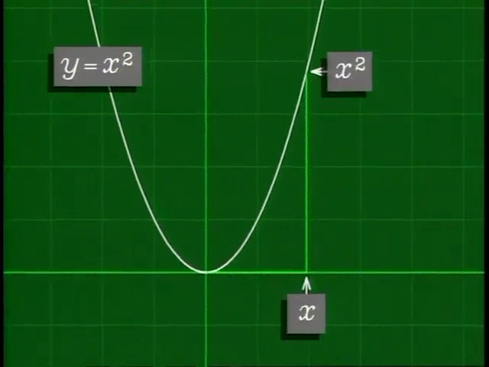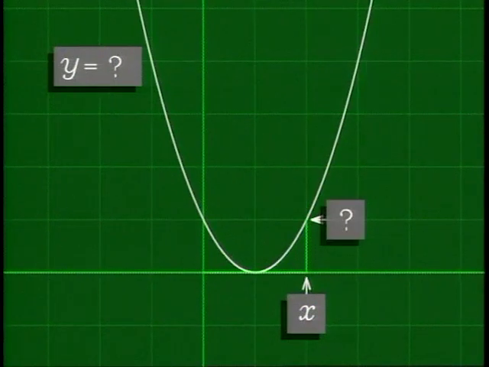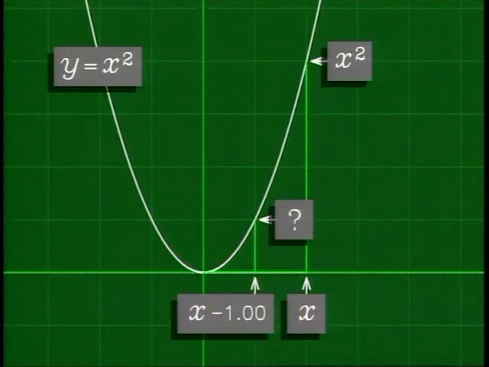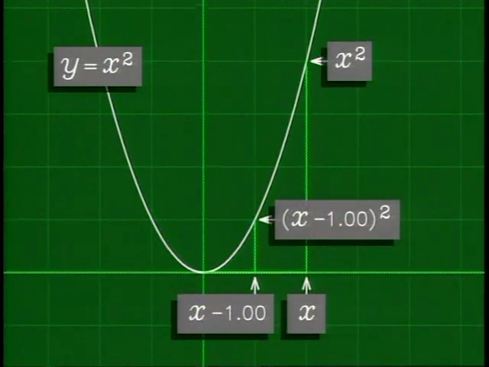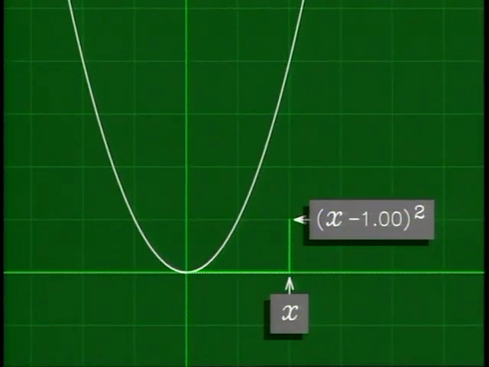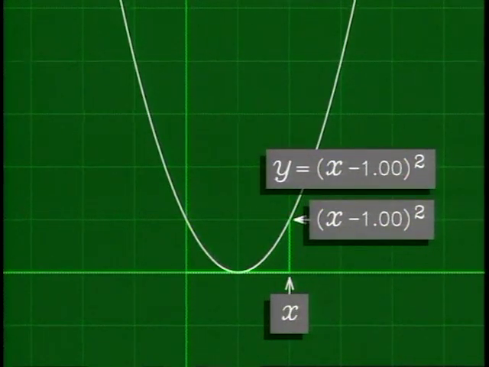Now let's see what happens if we translate the curve y equals x squared horizontally, say 1 unit to the right. To find the equation of the new curve, subtract 1 from x, then square the quantity x minus 1 to reach the original curve. Plotting this at x, we get y equals (x minus 1) squared. This equation represents horizontal translation by 1.